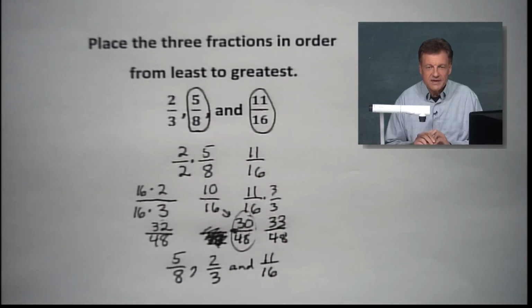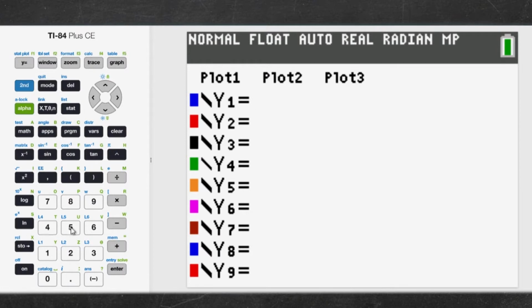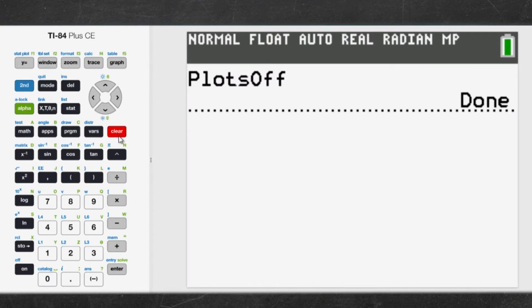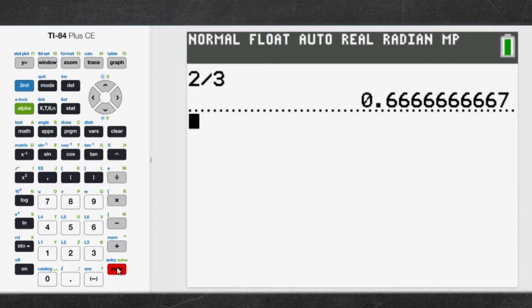Now, real quickly on the calculator, let's take a quick look at this. Let's just check these things. You can check 2 divided by 3. And what do we have? We have a lot of repeating sixes, and that is what 2/3 comes out to be, basically 0.6666. You put a bar over it and make it repeat.